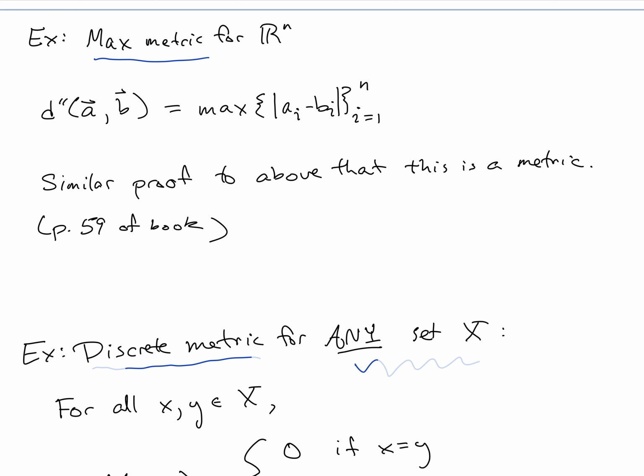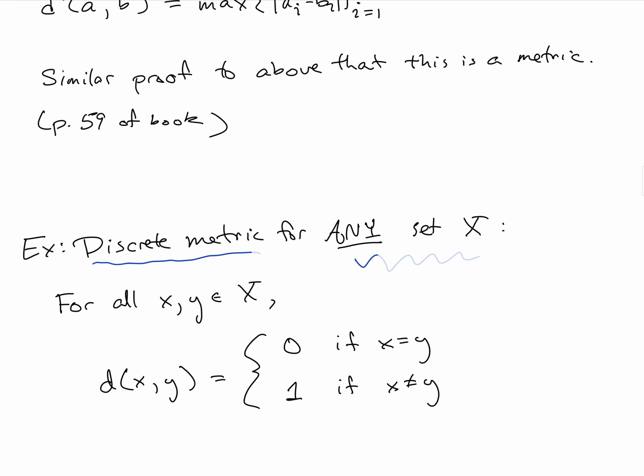And then here is another metric. This is called the discrete metric, and this doesn't only work on R to the N, but it works for any set X. So for any set X, this will be a metric, and here it is. For all X and Y in the set X, the distance between X and Y is defined to be 0 if X is equal to Y, and 1 if X is not equal to Y. We'll certainly be talking about this metric more, or using it as counterexamples, or just using it for intuition at various points.